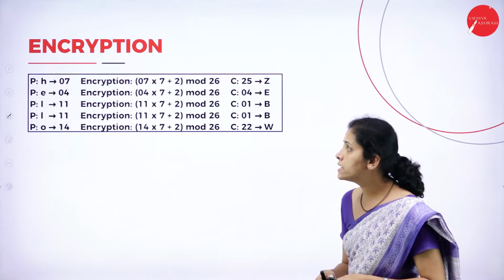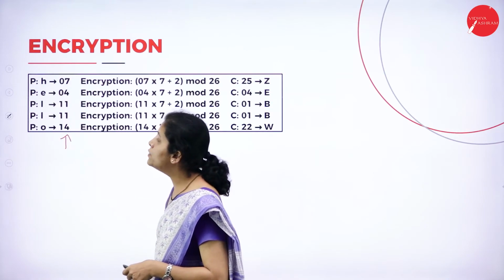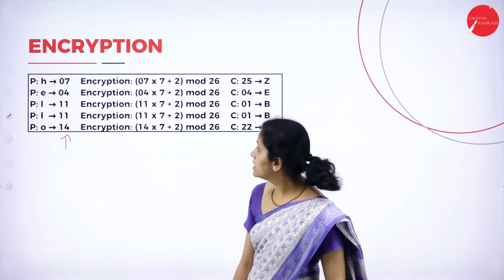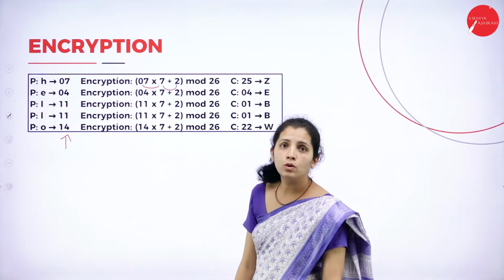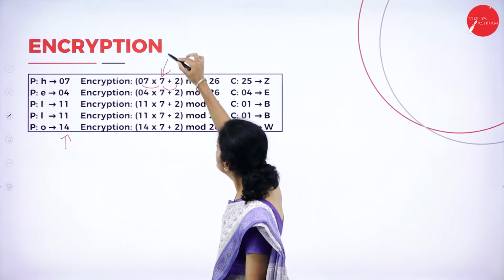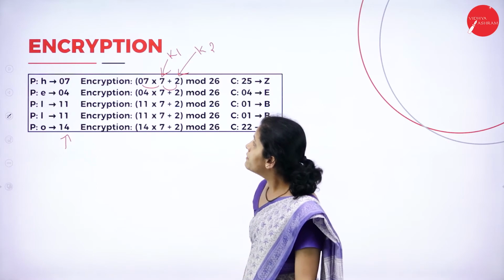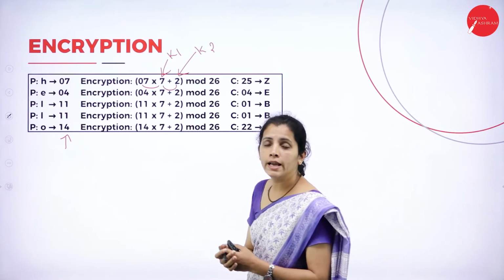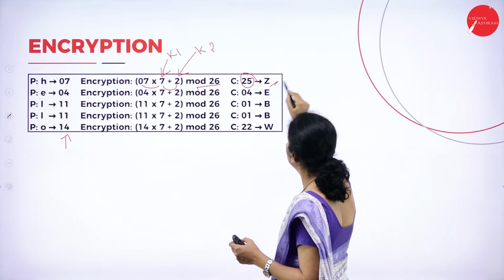Once again I have taken the same example, that is HELLO, and these are the values or positions of each letter. According to the encryption algorithm, first I want to perform multiplication and then add the key. Here this is my K1 and this is my K2. For 7, 7 into 7 is 49, 49 into 2, whatever value you get, perform the modulo. You are going to get the value 25 and it is Z.